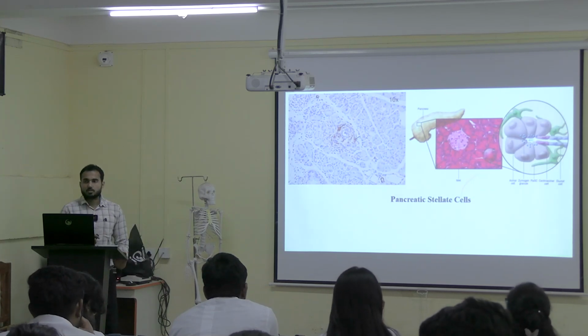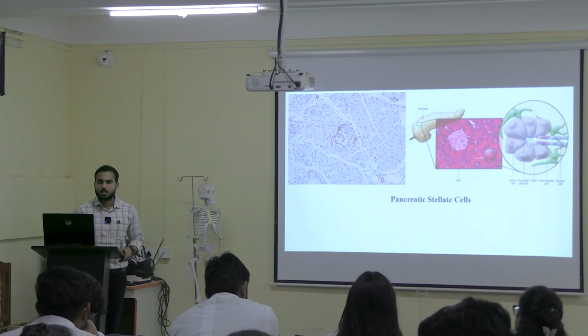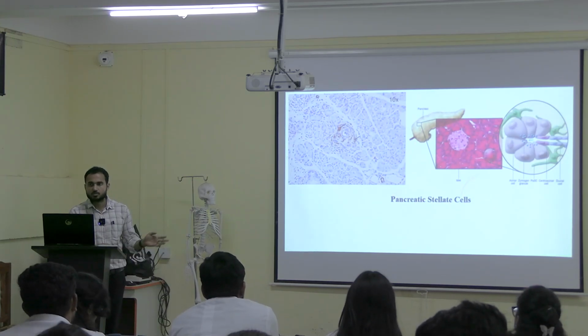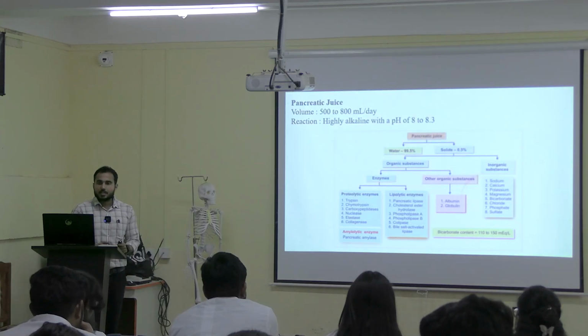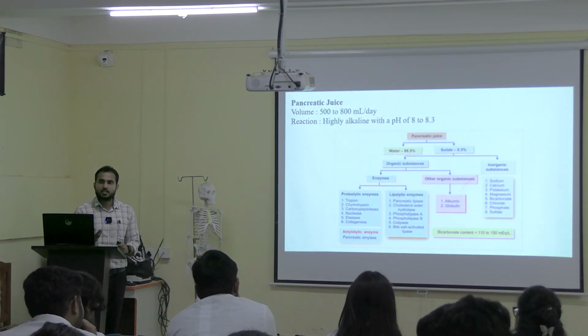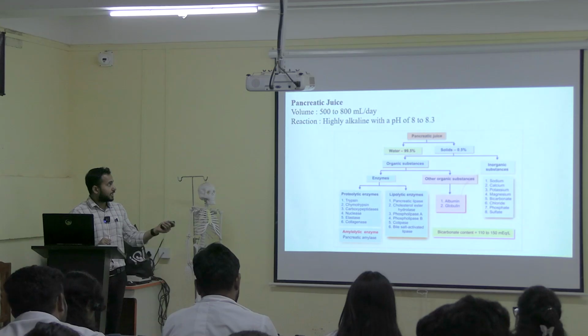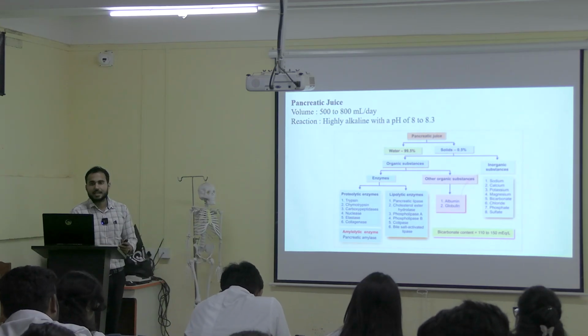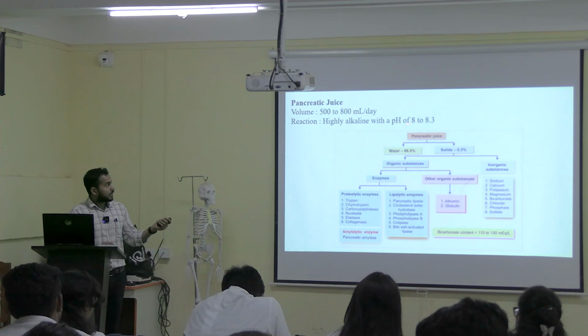So immunohistochemical staining method is there, where specific antibodies are used in order to stain this particular type of cells. Okay, so in the exocrine part, the pancreatic juice which is secreted, approximately 500 to 800 ml is secreted per day, and it is highly alkaline in nature. You can see the pH is 8 to 8.3.